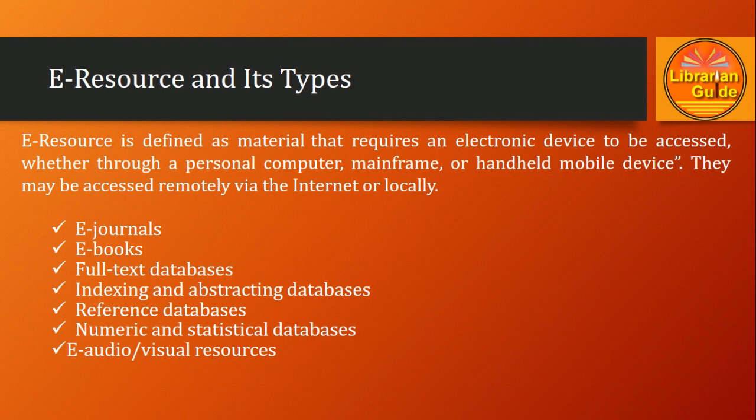and there are different types of e-resources such as e-journals, which are very famous nowadays, e-books, full text databases which contain the full text detail, indexing and abstracting databases, reference databases, numeric and statistical databases, and e-audio visual resources. So we are going to discuss in detail how these resources can be procured in any library.